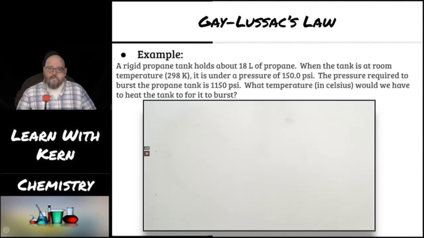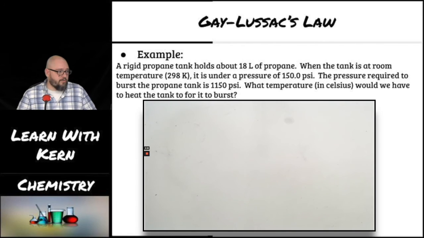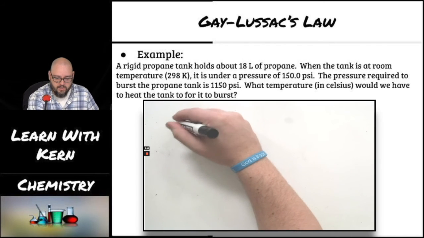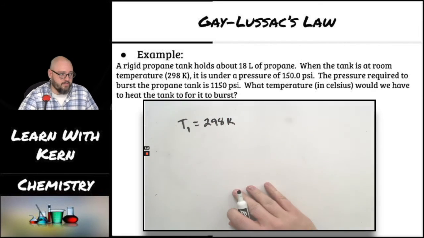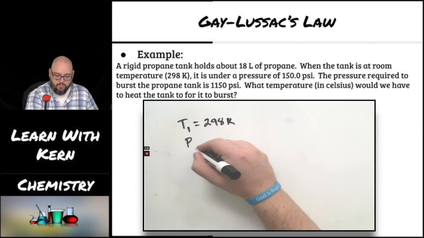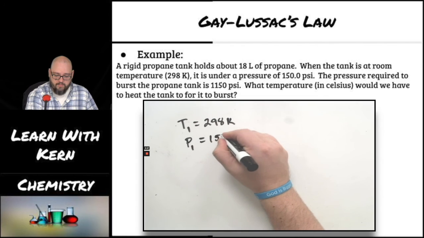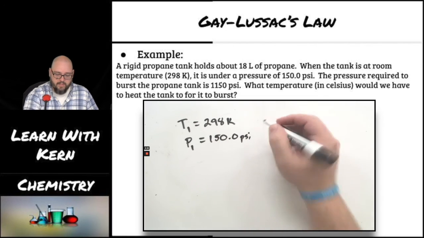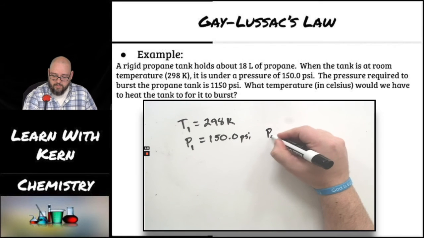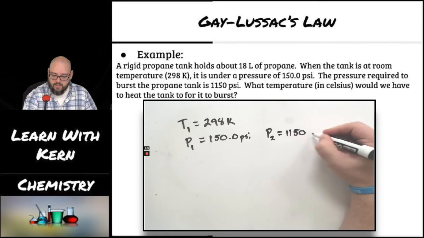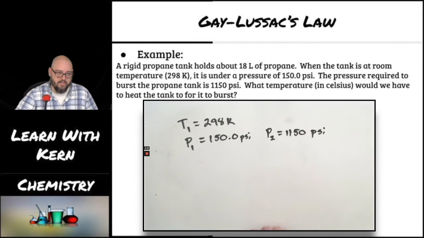So a rigid propane tank holds about 18 liters of propane. When the tank is at room temperature, 298 kelvins, so that's going to be my initial temperature, 298 kelvins, it is under a pressure of 150.0 psi. So my pressure 1 is 150.0 psi. The pressure required to burst the propane tank is 1150 psi. So I'm going to call that P2, 1150 psi.